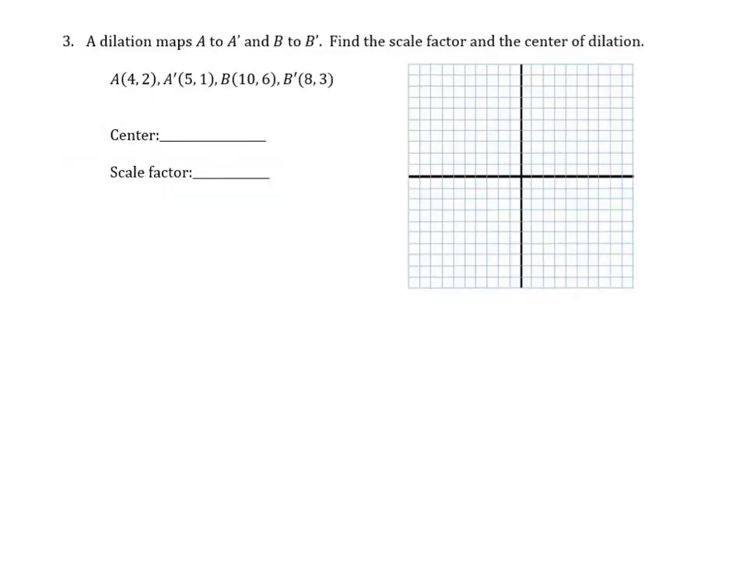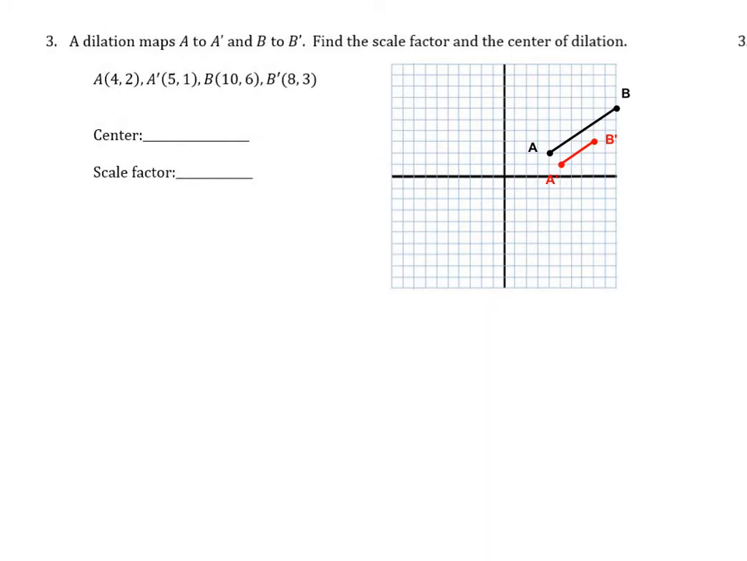Now for number 3, they haven't graphed anything for me, so I'm going to start off and plot A, A prime, B, and B prime. Now that I have my segments graphed, next I want to locate where the center of dilation is coming from. Remember, A and B is your pre-image, and then A prime, B prime is your image. It definitely looks like a reduction at this point. It's definitely getting smaller, and I'm going to say that the center of dilation is down here somewhere. It's definitely shrinking down to that point.